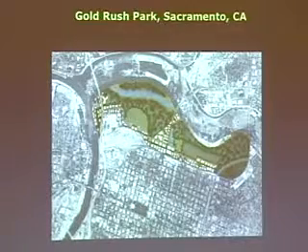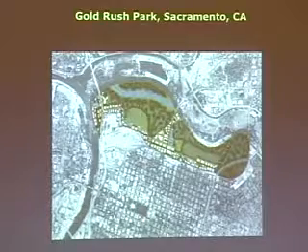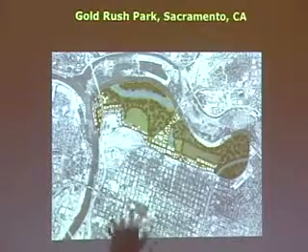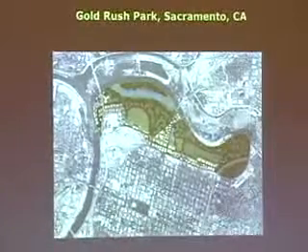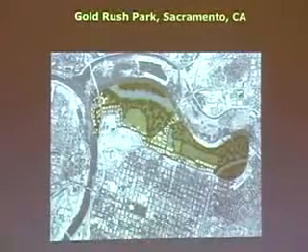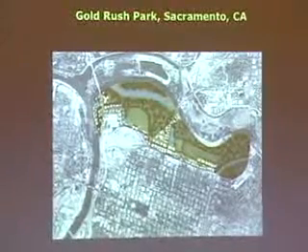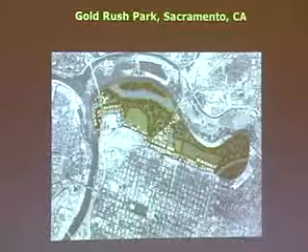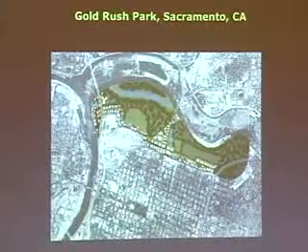So the concept was, this is the state capitol here, and the downtown, their concept was to take the area in Richards Boulevard, acquire the property, and to make a very large park that would connect the American River and the Sacramento River. And they asked us to do the design for it and also kind of the rationale for it.